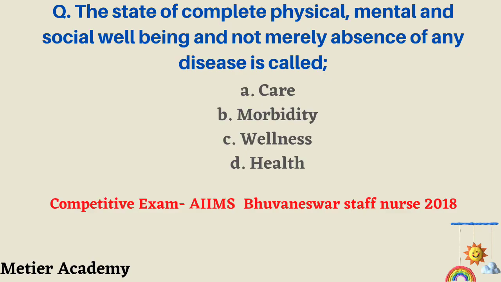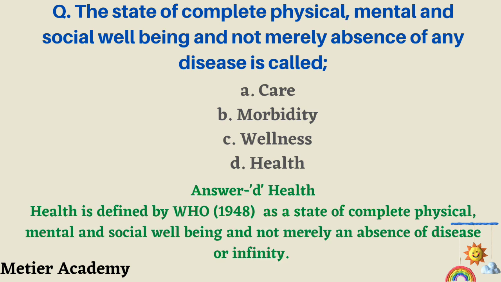The next topic we are going to discuss is concept of health. And here the first question is, the state of complete physical, mental and social well-being and not merely absence of any disease is called as. The options given here are care, morbidity, wellness and health. This question was asked two times in nursing competitive exams: 2015 IGNOU BSc Post Basic Nursing Entrance Exam as well as 2018 AIIMS Bhubaneswar Staff Nurse Exam. Even though it is an easy question, many are making mistakes. So here the correct answer is option D, health.